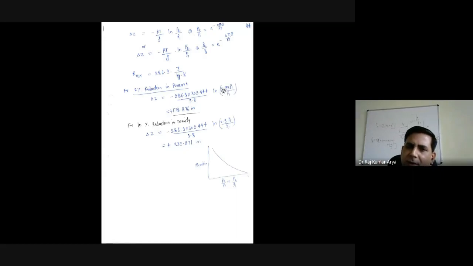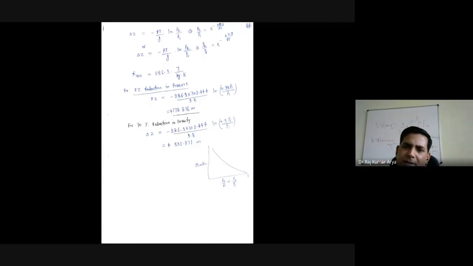You have substituted everything here. You have R, you have temperature, you have G. The only thing inside the bracket that you have changed is rho 1. This is a 2% decrease, so you have 0.98 of rho 1, or P1, because both are the same. That way you calculated delta as 178.876 meter. This is for the 2% reduction.